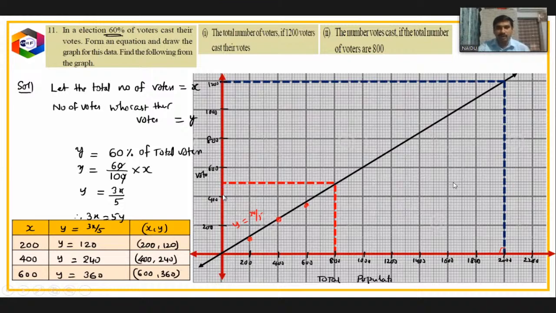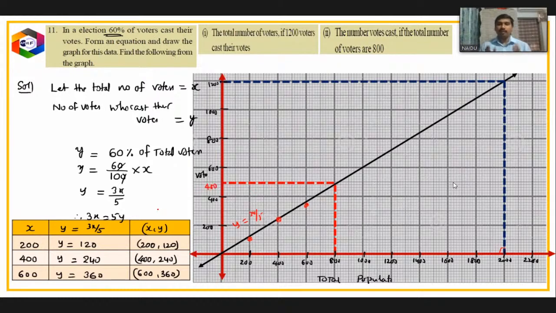Observe, children. For each line it is 20. After 400, the 4th line will be how much? 420, 440, 460 and 480. The 5th line will be 500. So it is intersecting just before this. Since the line is thick, it may not look clear, but this is 480.